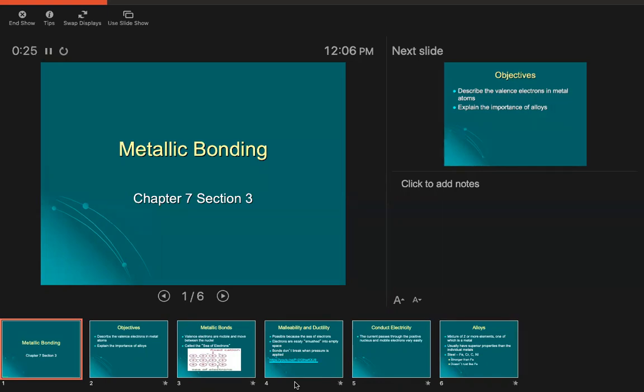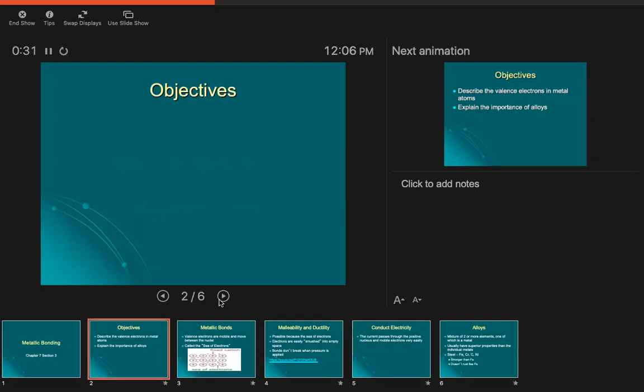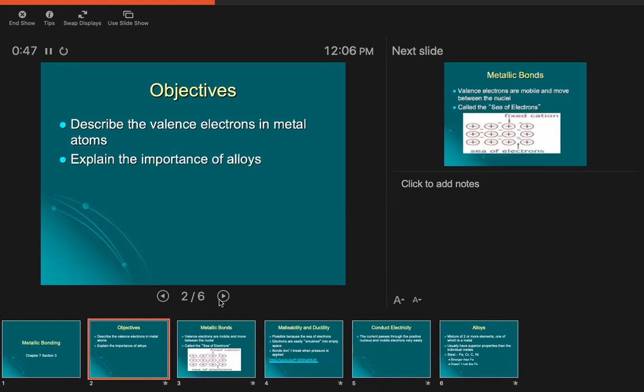Another category of bonding is metallic bonding. And what I want you to be able to do for this section is, number one, be able to describe the valence electrons in a metallic bond. Because if you can describe the valence electrons, you can understand why metallic substances have the properties that they do. And then I want you to be able to explain what an alloy is. So those are our objectives.